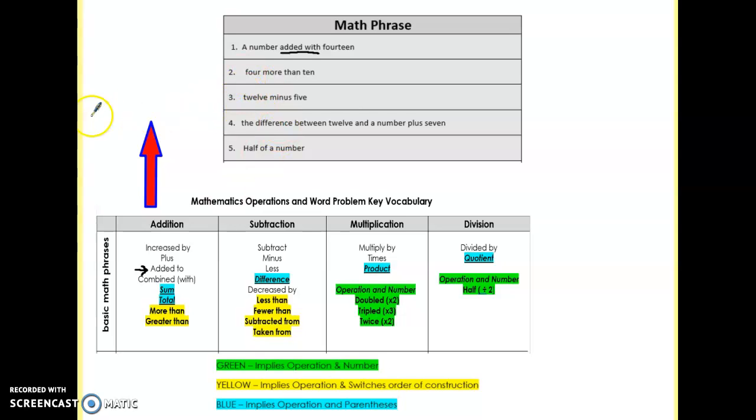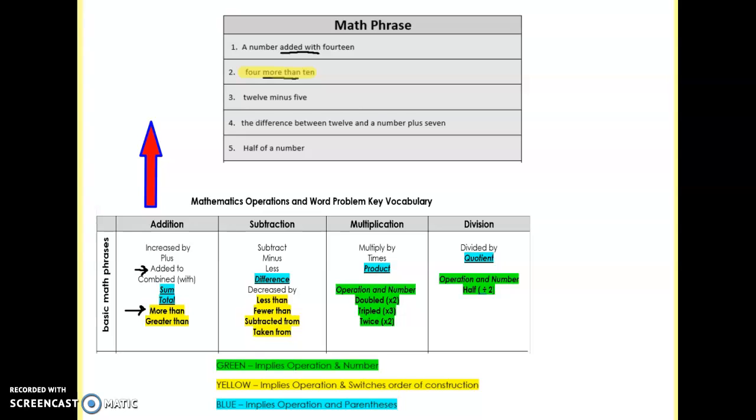Number 2, 4 more than 10. So I want you to underline the key word. Find it on your chart. So if I look down here, oh, here's more than, and it is yellow. So this would mean that I need to switch the order of my construction. So I want you to grab your highlighter. More than should be underlined. And we would simply highlight it yellow.